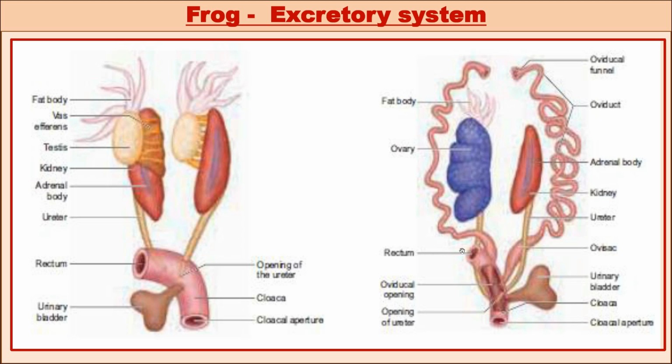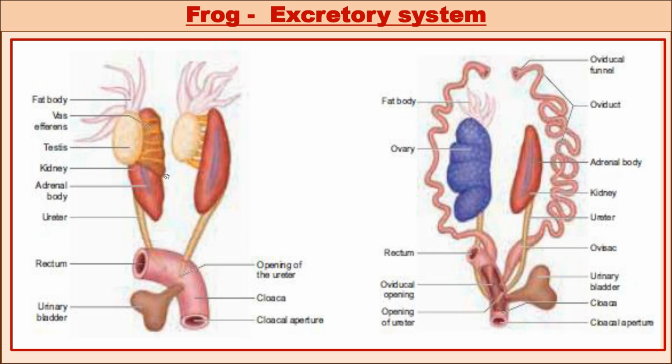Frog's excretory system. The elimination of the nitrogenous waste and the salt and the excess water is performed by the excretory system of a frog, and this consists of a pair of kidneys. These are the kidneys. They are dark red color, long flat organs. They lie on either side of the vertebral column in the body cavity.